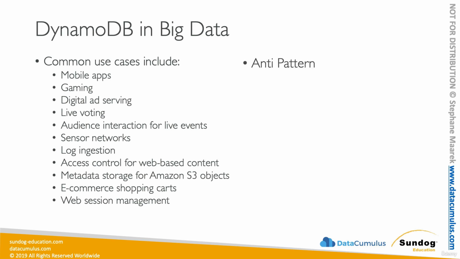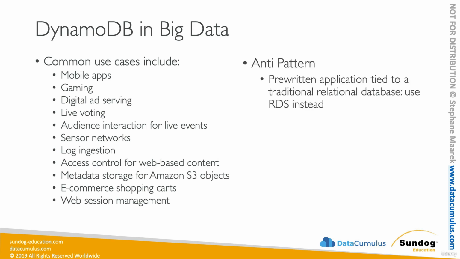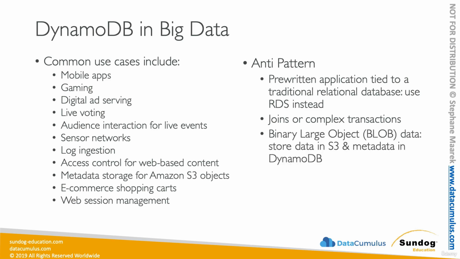In terms of anti-patterns, what don't you do with DynamoDB? For example, for an application that uses a traditional RDBMS-style database, you want to use RDS instead because you don't want to rewrite it entirely. If you need joins or complex transactions, DynamoDB may not be the best friend for this, and maybe an RDS database would be better for you. If you need to store binary large objects or blob data, so big data, it's better to store it in S3 and store the metadata in DynamoDB.